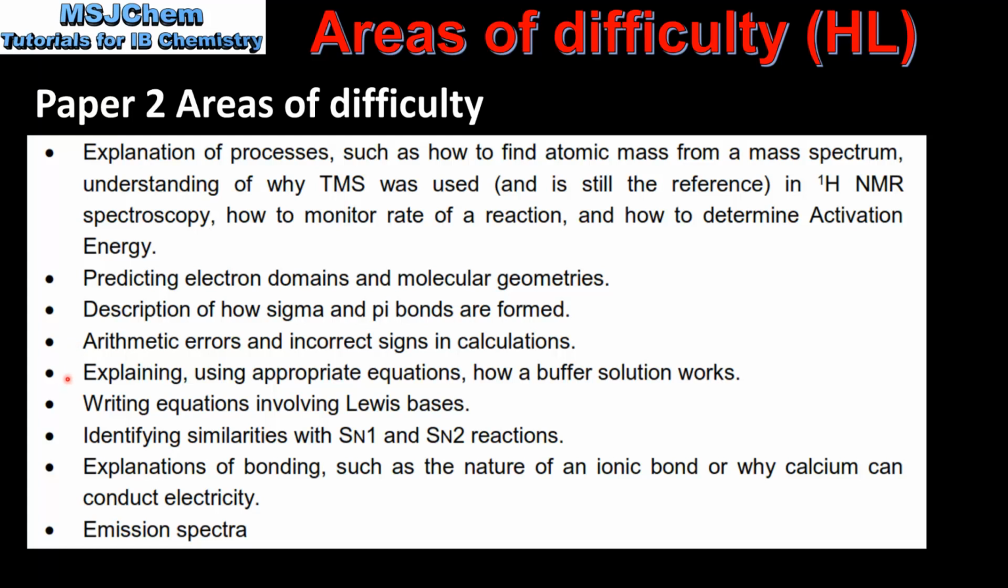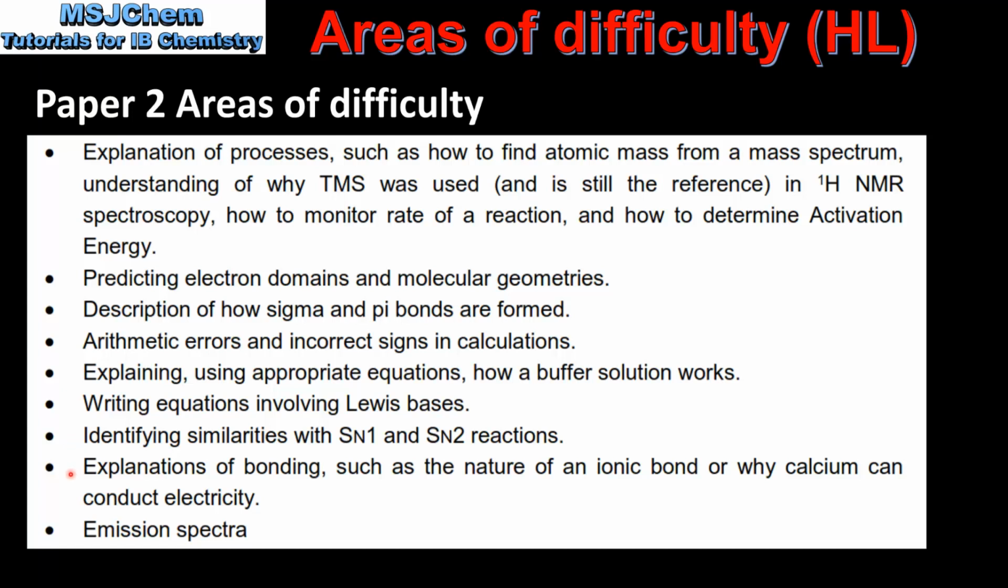Next, we have explaining using appropriate equations how a buffer solution works. For buffer solutions, you should know how to write equations when either an acid or a base is added to the buffer solution. Next, we have writing equations involving Lewis bases. A Lewis base is an electron pair donor, and a Lewis acid is an electron pair acceptor. Next, we have identifying similarities between SN1 and SN2 reactions. Similarities include the type of bond fission, which is heterolytic.